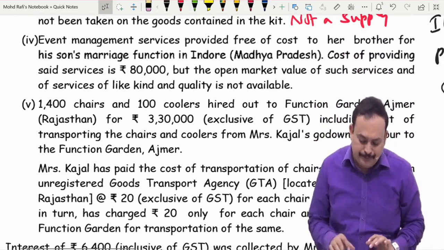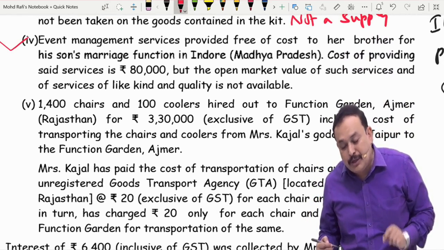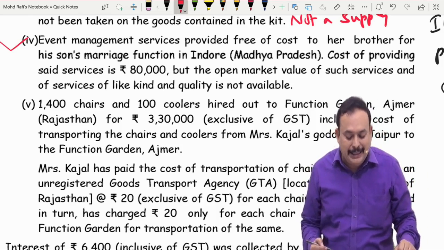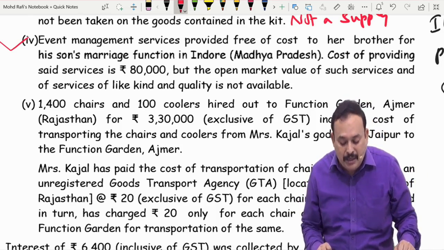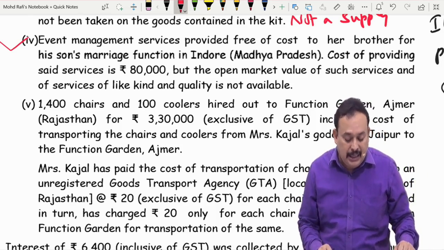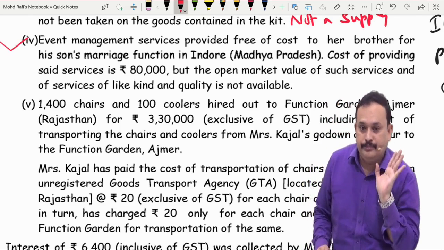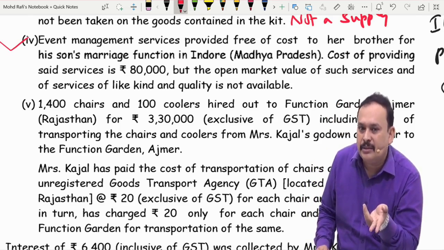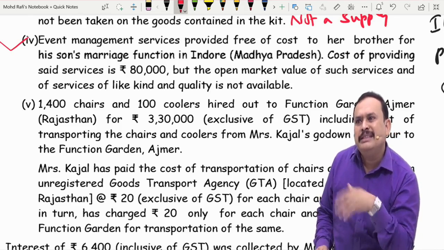Further, my dear sir, point number 4. Event management services provided free of cost to her brother for his son's marriage function in Indore, Madhya Pradesh. The cost of providing such services is rupees 80,000. But the open market value of such services of like kind and quality is not available. Okay, fine. Brother is a relative, only when he is dependent on such person. Then how can I presume and assume they are dependent?